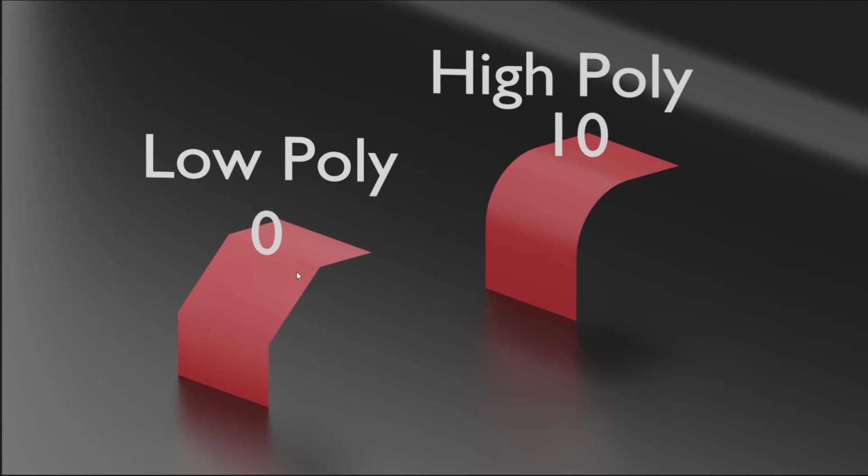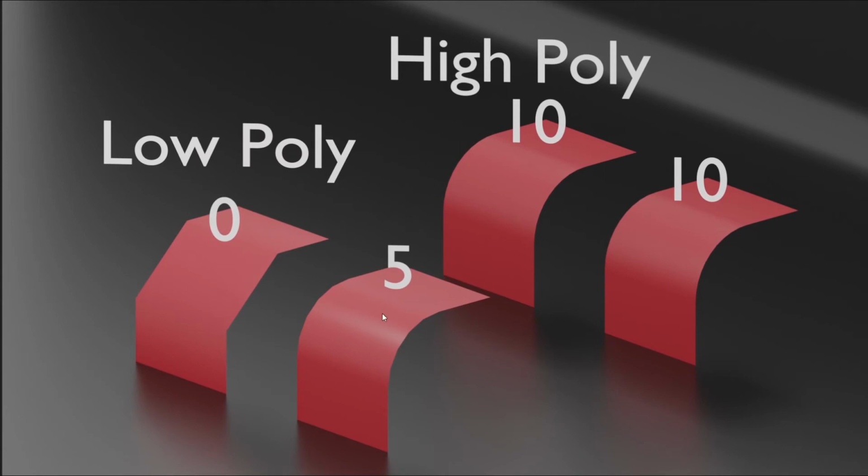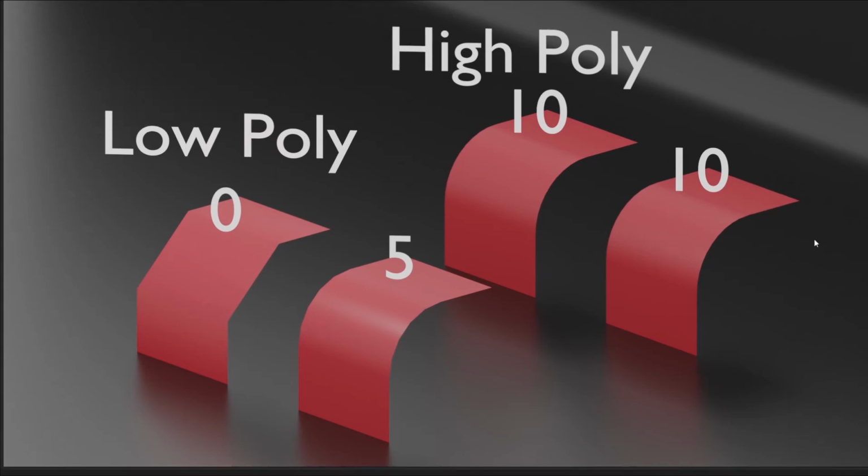Let's look at another example. As you can see in this example, this low poly model has 5 extra edges to give this appearance of a curve. It's not perfect, it's not smooth, but it's enough to give you the illusion of a smooth transition. In my opinion, when you create a low poly mesh, it's very important to remember that your low poly model has to have enough supporting edges to support the normal map.